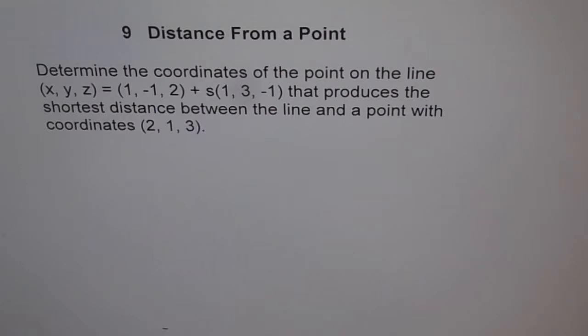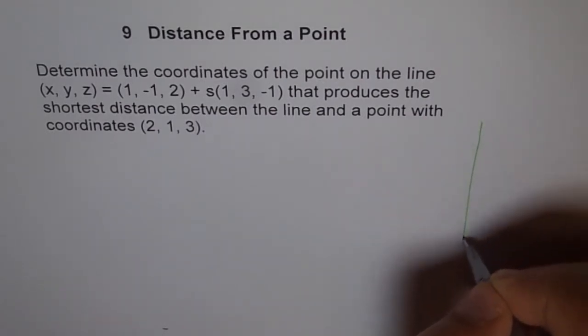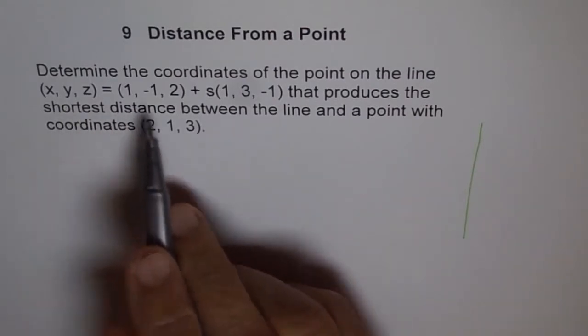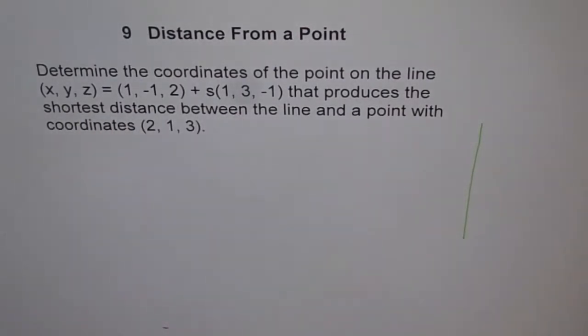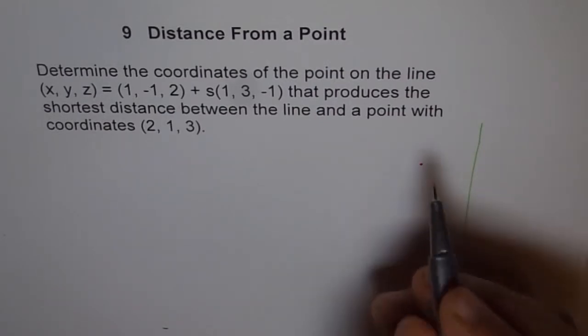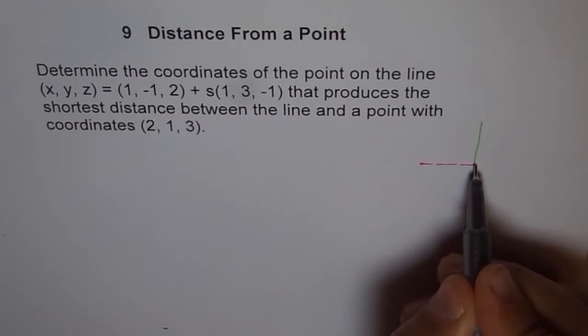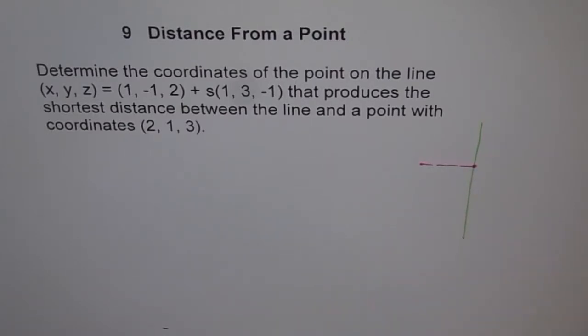Okay, let's first try to understand this question. Let's think that this is our line (x, y, z) with this direction (1, 3, -1), and let's assume that we have a point (2, 1, 3) somewhere here. Then of course the shortest distance between the point and the line will be this. The idea is to find this point. Now how to find it?